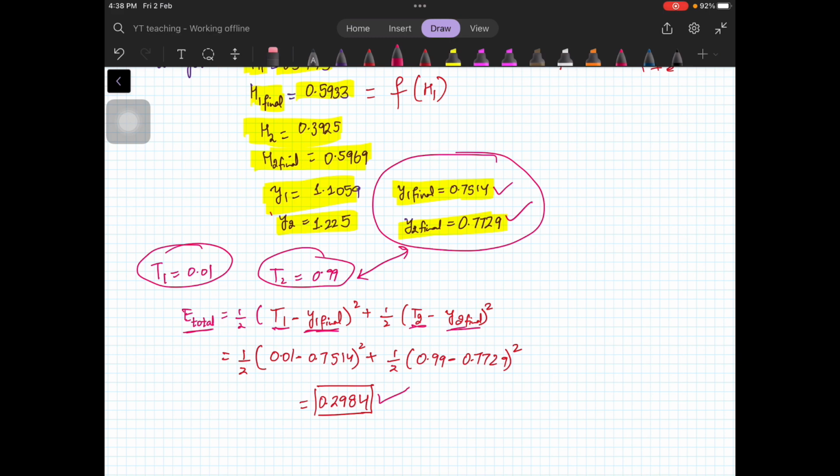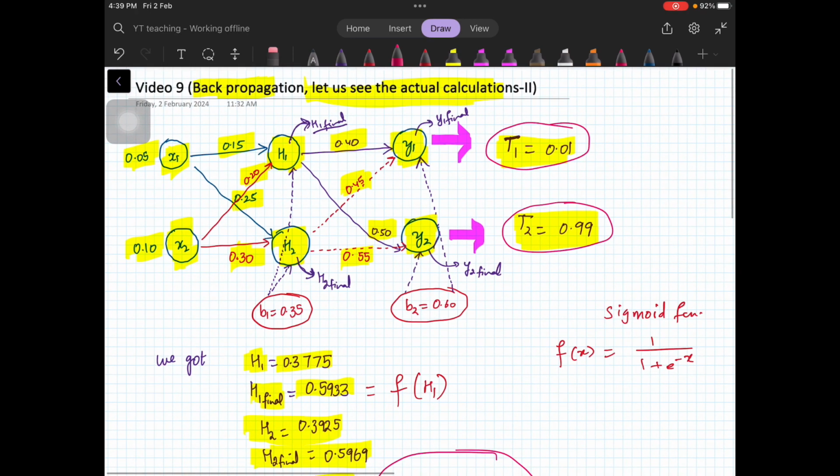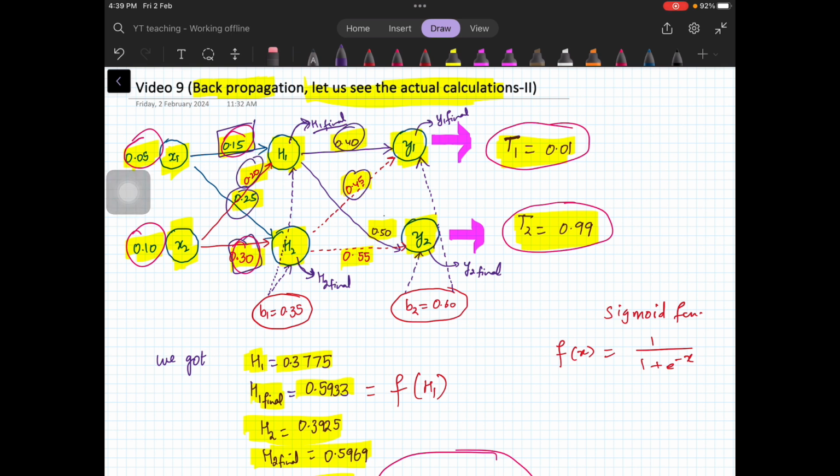Now what is our aim? The aim is that we have to update these weights. These are not the weights, these are the inputs. We want to update this weight here, this weight here, and here, so that we should be able to get the target values, or be very close to the target values. Now let us see how back propagation works.